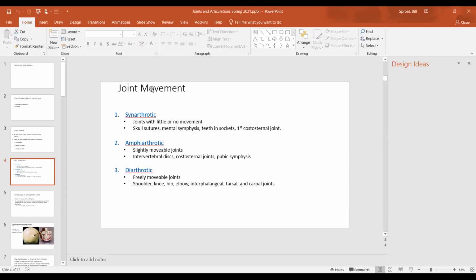Synarthrotic, amphiarthrotic, diarthrotic. Synarthrotic, no movement, sutures in the skull, for example. Amphiarthrotic, slightly movable, the pubic symphysis, the intervertebral discs, even the ribs. And the diarthrotic is everything else: the shoulder, the hip, the knee, the fingers, the toes. Any one of those is a good example of a freely movable joint.